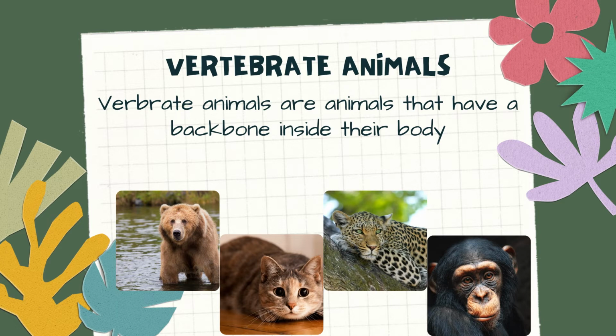Here you have a short summary and review of the video that we just watched before. Here you have the vertebrate animals. The vertebrate animals are animals, of course, that have a backbone inside their body. For example, here you have a bear, a cat, a leopard, and also a monkey, and all of them have a backbone inside their body. Also, there are many animals that are vertebrates, but the ones that we have here are examples.